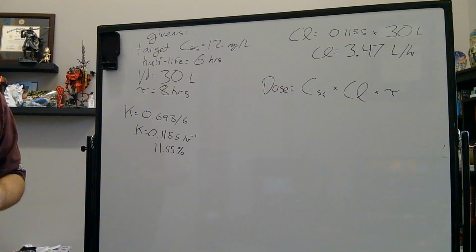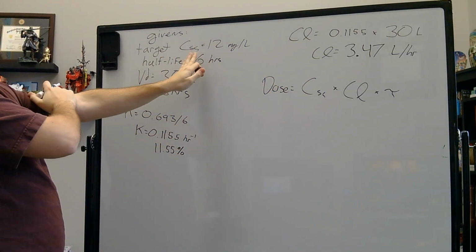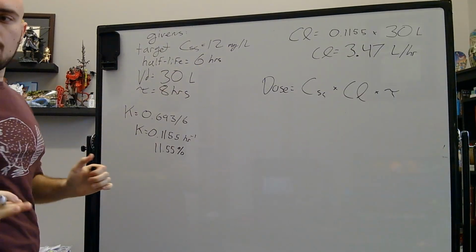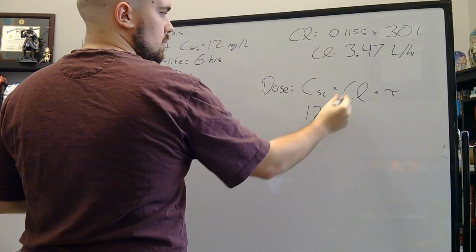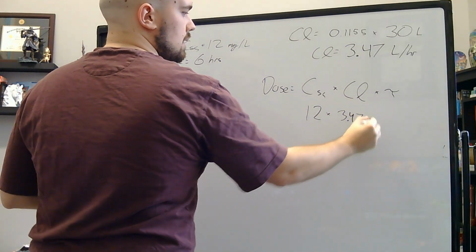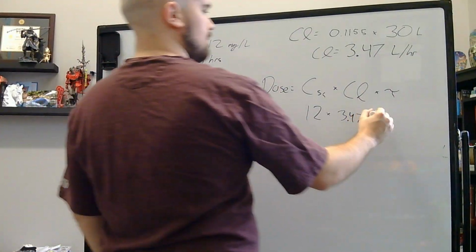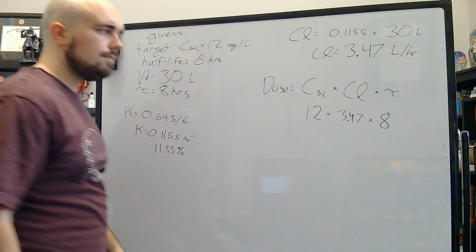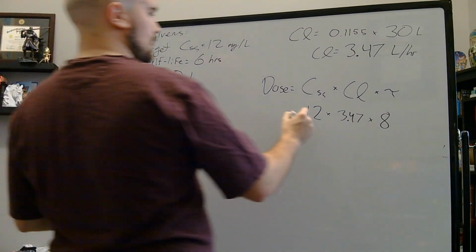So we plug and play. We know the steady state concentration that we want to get is 12. So 12 multiplied by 3.47 multiplied by our dosing interval of 8. You put that all together, and you get a maintenance dose of 333 milligrams.